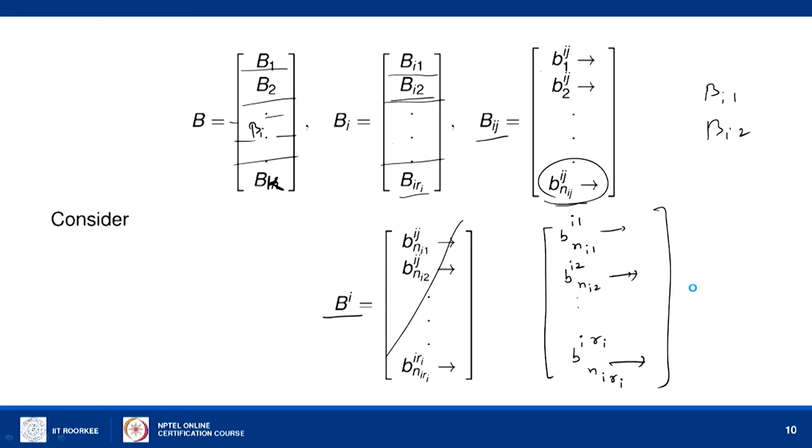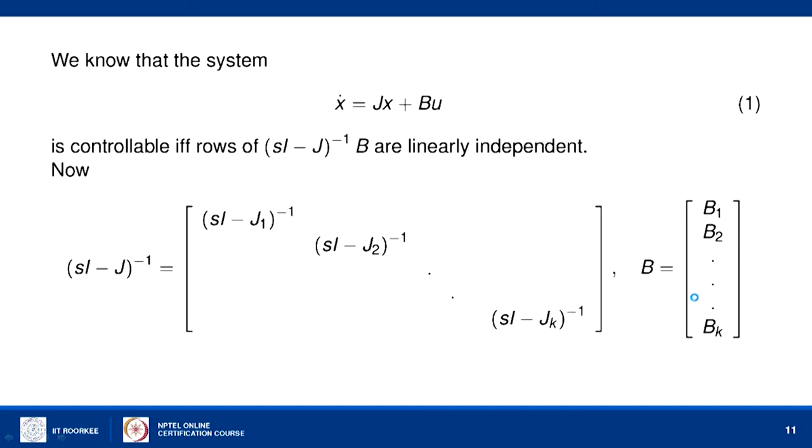If the rows of this B superfix I are linearly independent, this is a constant matrix and there are Ri rows here. So here we see 1, 2 up to Ri rows. So if these Ri rows are linearly independent, then we say that the system is controllable. That is the theorem to be proved.